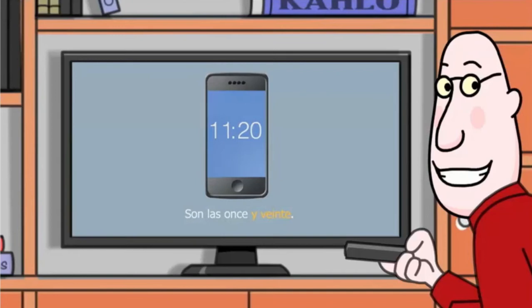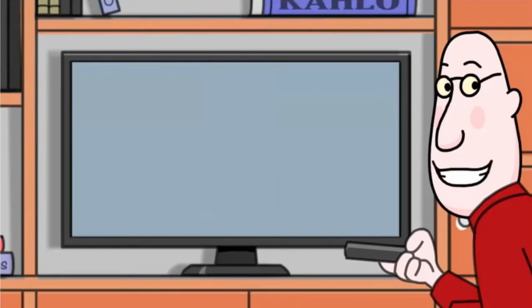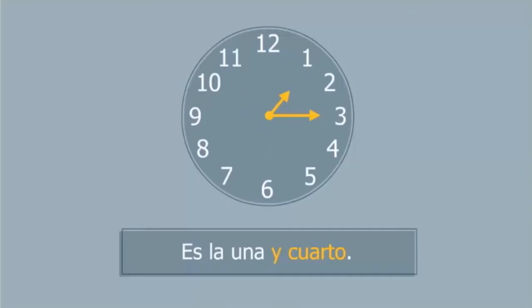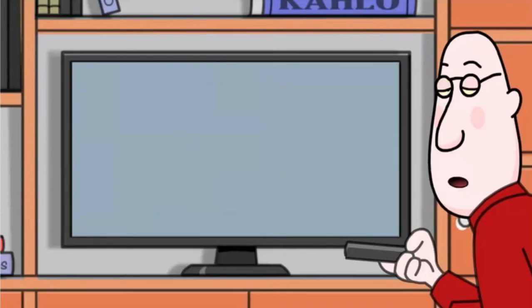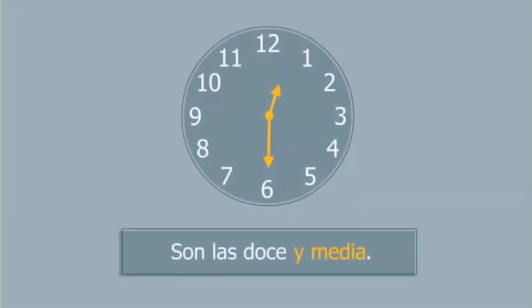For 15 minutes or a quarter past the hour, say y cuarto or y quince. Es la 1:15. Son las 9:15. For 30 minutes or half past the hour, use y media or y treinta. Son las 12:30. Son las 7:30.